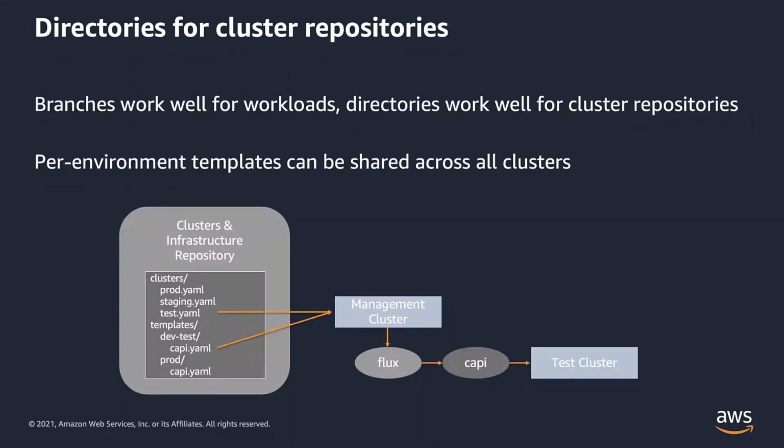So that said, let's talk about how to organize this. This is different. So branches, like I said before, I think work really well for workloads. That makes sense. Directories seem to work better for clusters. So you might have a bunch of clusters that all share the same templates. And you're typically going to be scoped in the same authorization, right? This is typically owned by maybe a platform team or SREs.